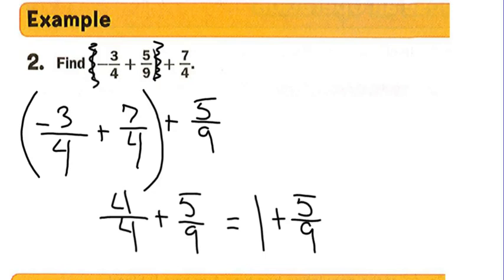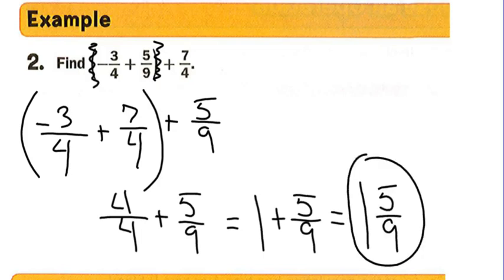And this is simply telling us that we have a mixed number. We have 1 and 5/9. That ends up being our answer. So see how we started out with 3 fractions.